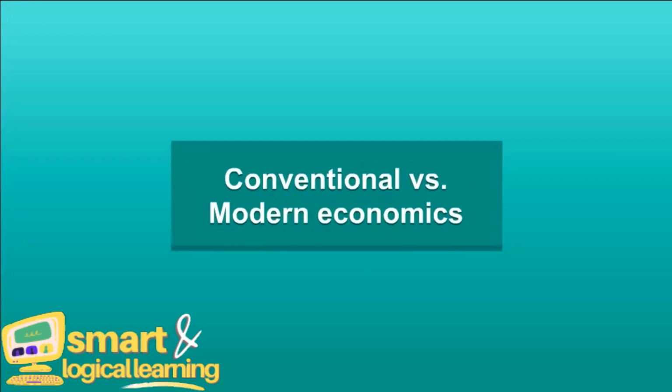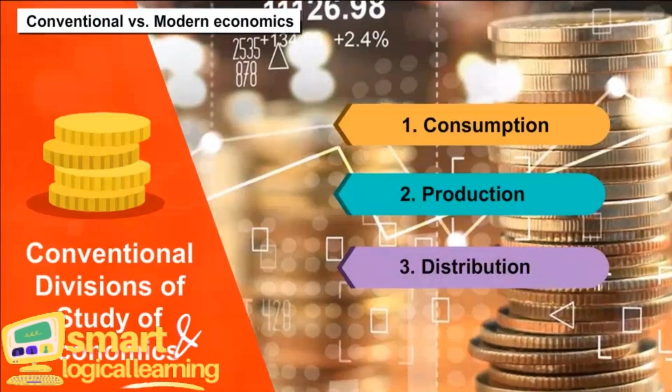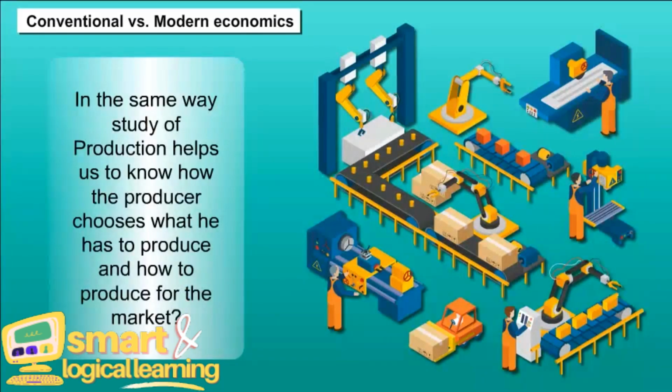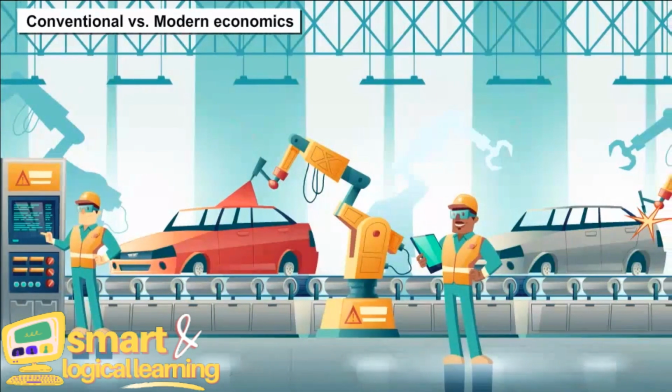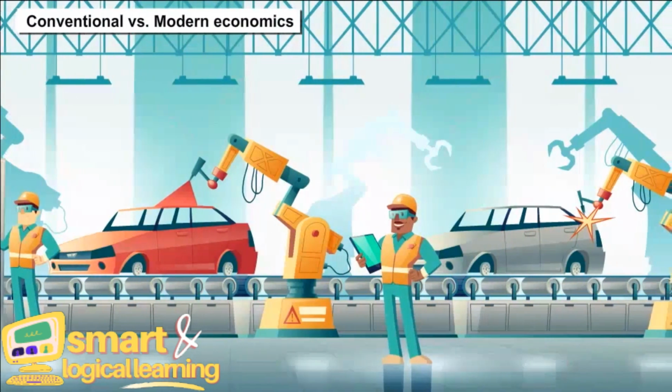Conventional versus modern economics. Conventional divisions of study of economics. The study of consumption tells how the consumer decides which product to buy with his given income and alternative goods available. In the same way, study of production helps us to know how the producer chooses what to produce and how to produce for the market.